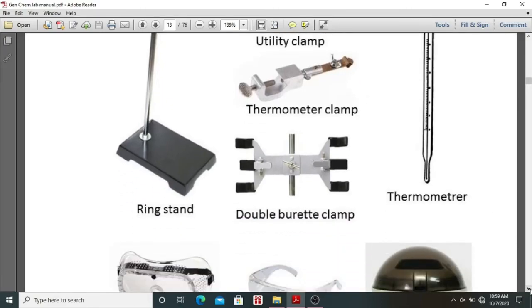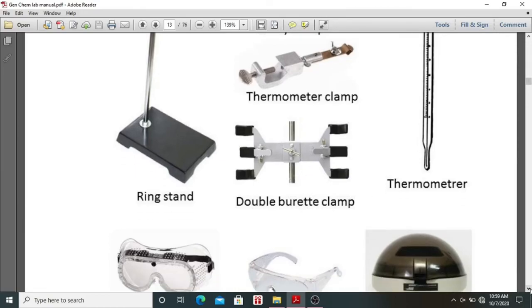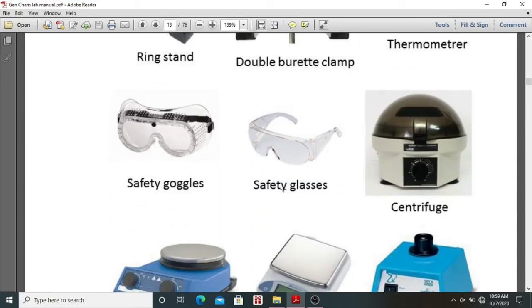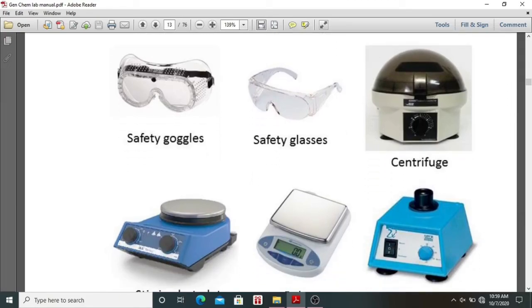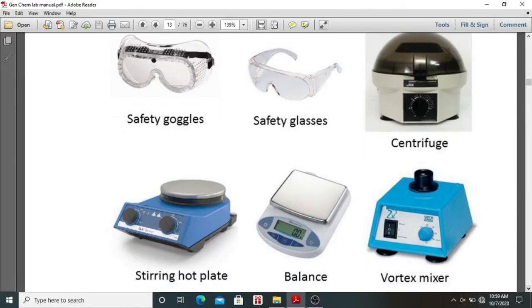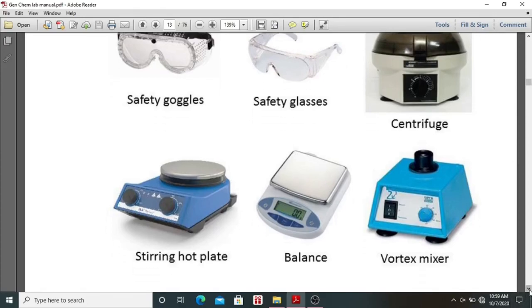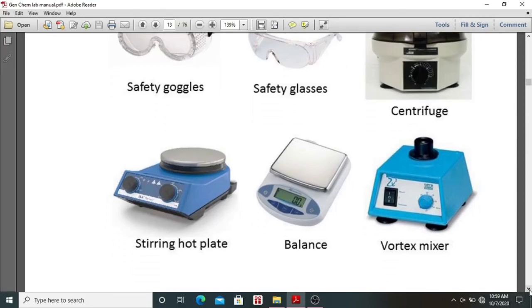Then you have your double burette clamp. It's used to hold your burette. Then you have your safety goggles and safety glasses. Then you have your centrifuge. That is used for separating components at higher speed, in rpm, revolutions per minute. So separating components in a sample using speed or centrifugal force.